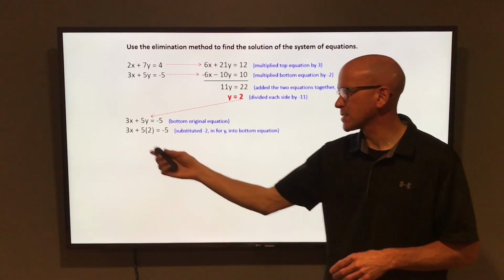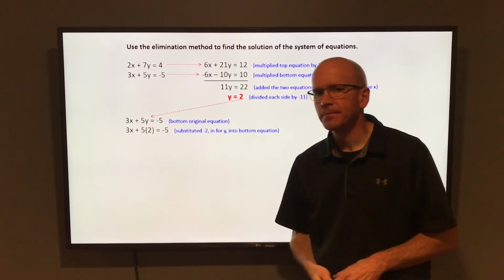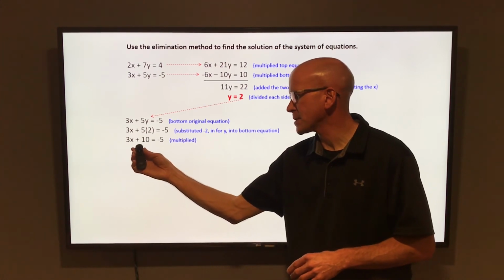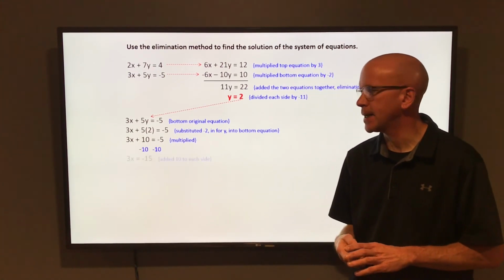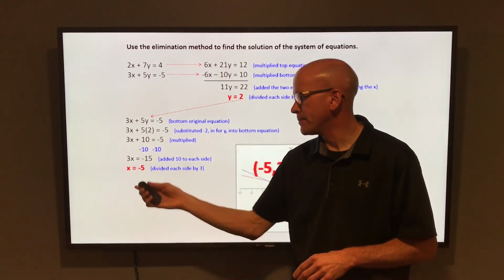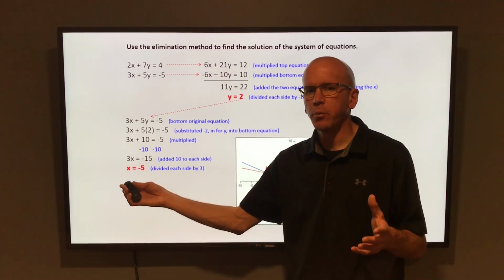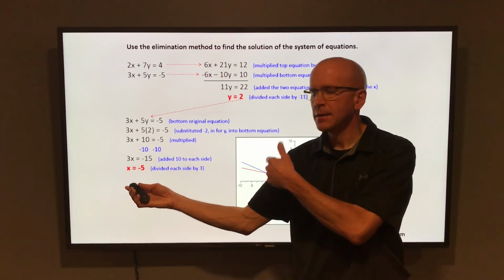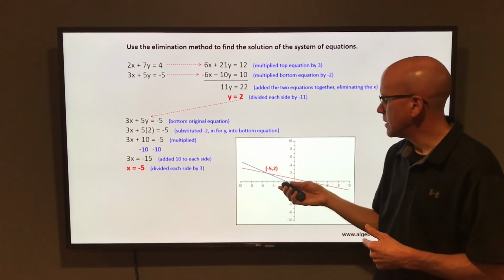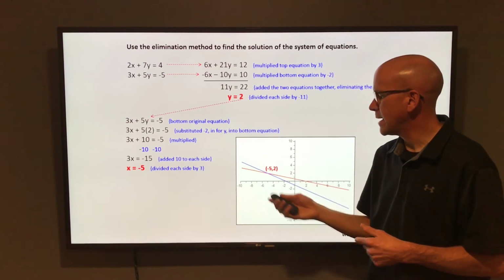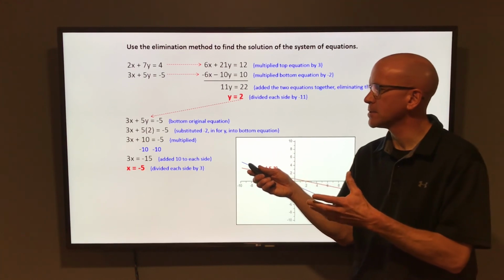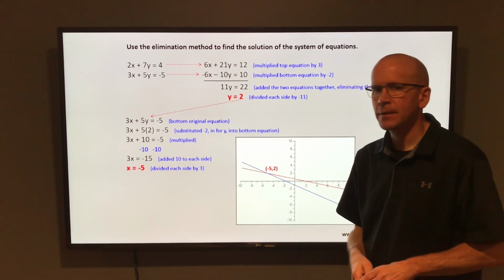So now I have 3x plus 5 times 2 equals negative 5. Multiply 5 by 2. It's going to be 10. So 3x plus 10 equals negative 5. Subtract 10 from each side. Get 3x equals negative 15. And then x equals negative 5. So the x coordinate of the point of intersection, which is behind me, is negative 5. The y coordinate of the point of intersection is 2. Those two lines meet at the point negative 5, 2. So if you're asked to solve this system of equations, x equals negative 5 and y equals 2.